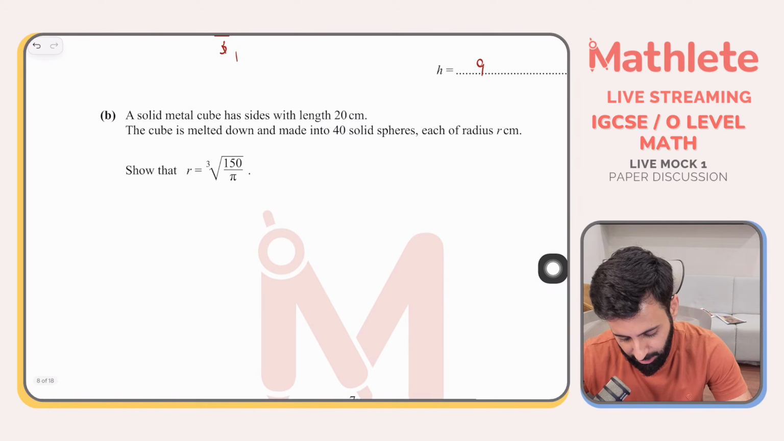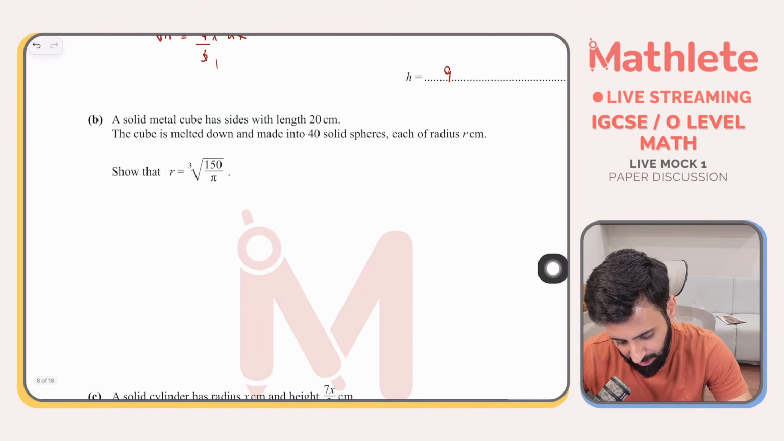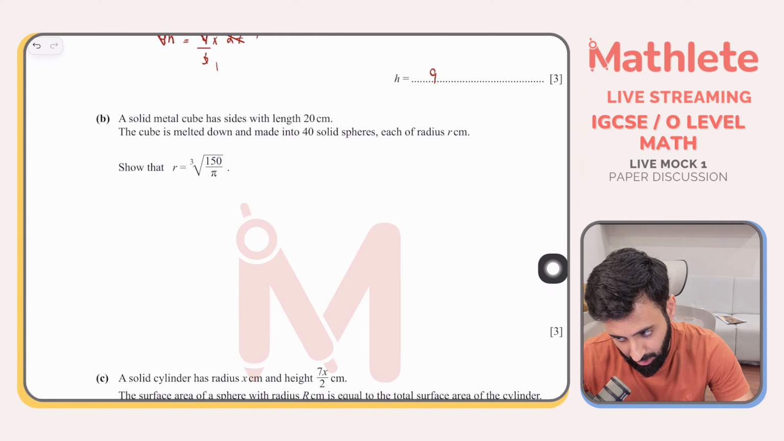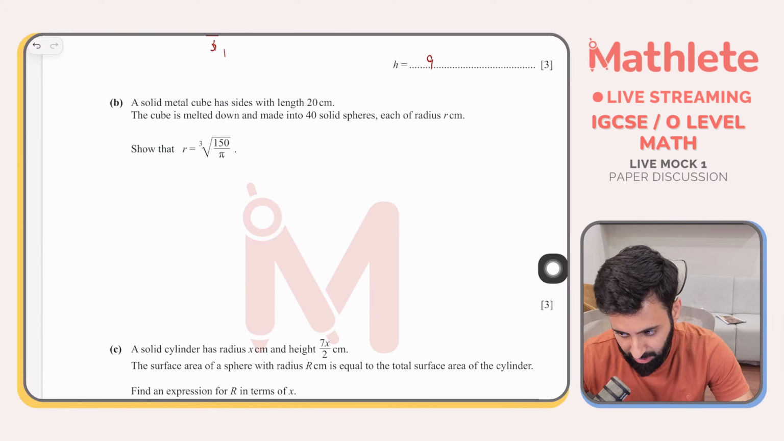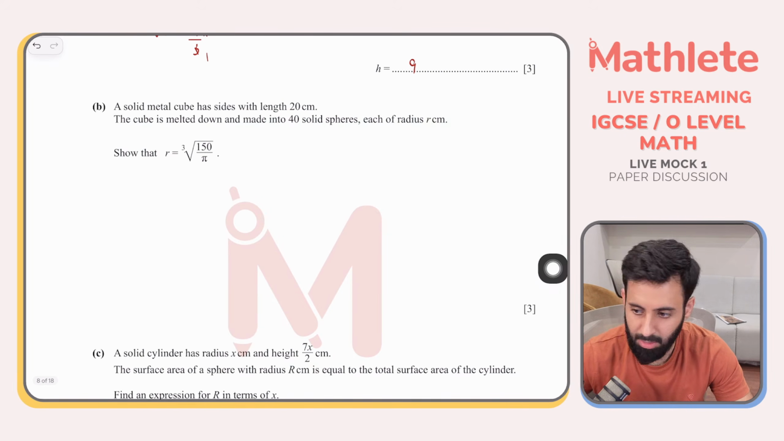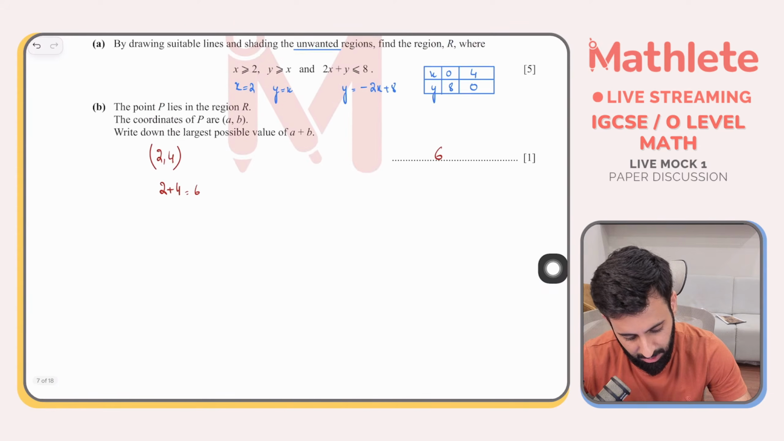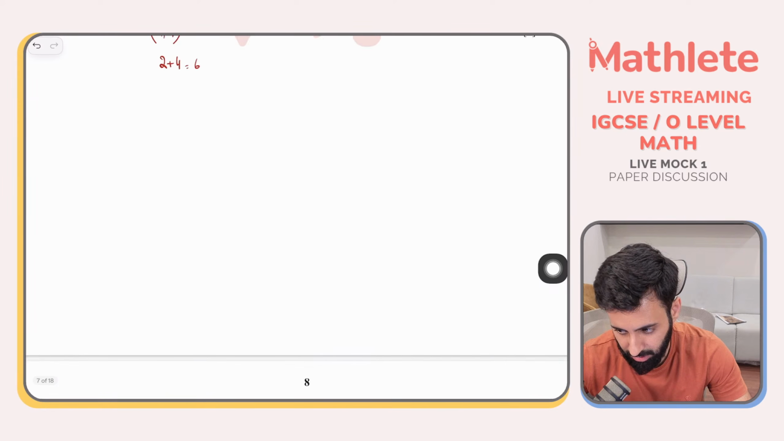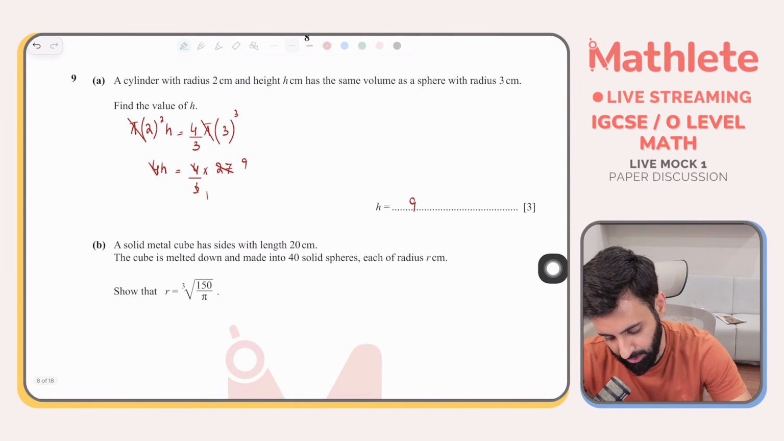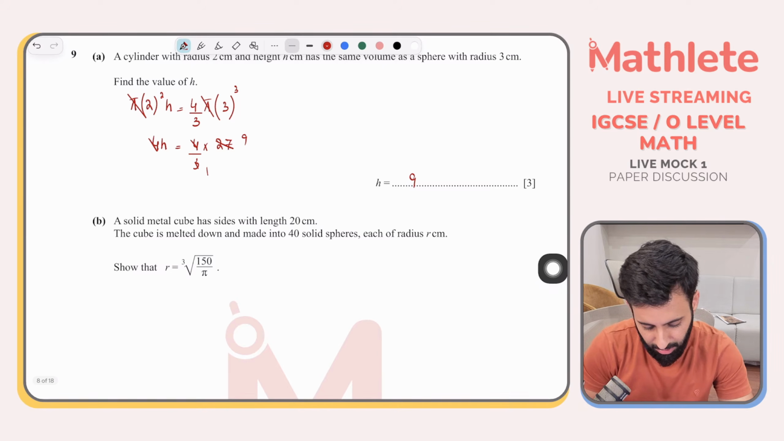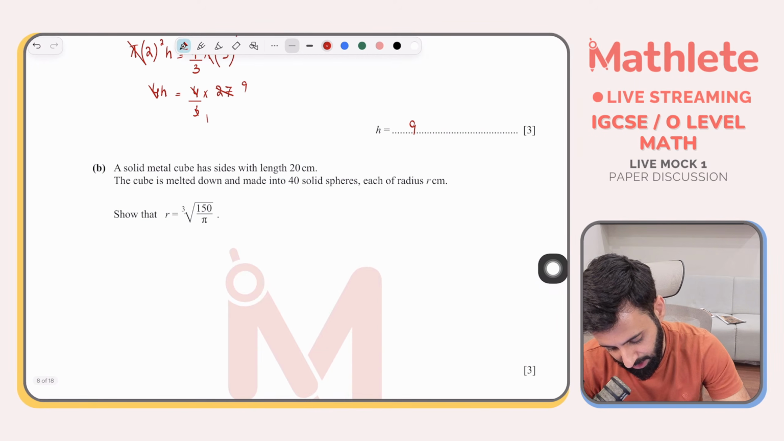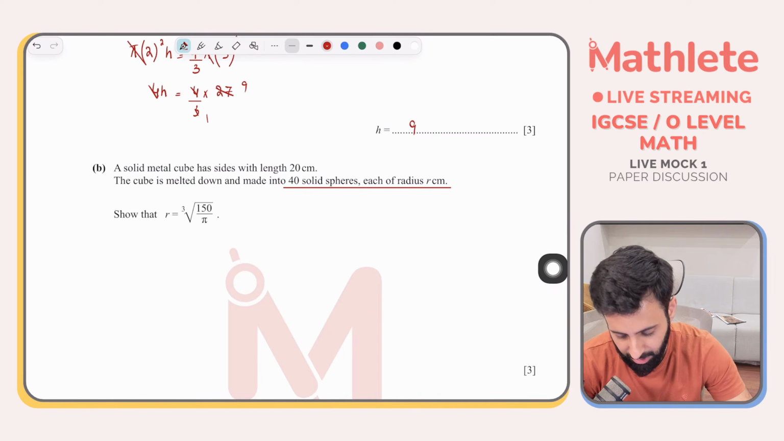Now, part B, a solid metal cube with length 20 centimeter. I don't know what year this is. Okay, this is a mix of multiple years. So don't ask me what year this is. This is a mix. Question number 8 is from graphs of inequalities. So question number 9 is from mensuration. A solid metal cube has sides 20. The cube is melted into 40 solid spheres, each of radius r centimeter.